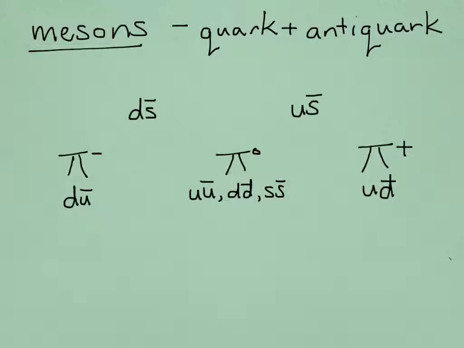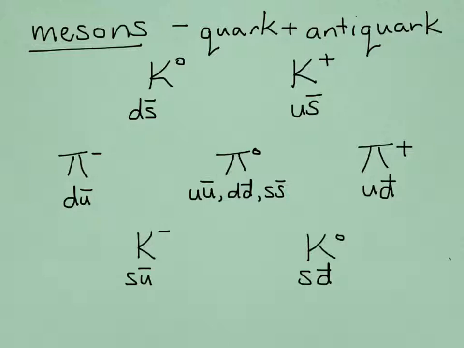We could then have a down anti-strange or an up anti-strange, and that would give us the K0 and the K plus mesons, or kaons. Strange anti-up and strange anti-down give us K minus and another K0. So there are lots of patterns here. There are 7 particles. They represent all the possible combinations of up, down and strange and their anti-versions.